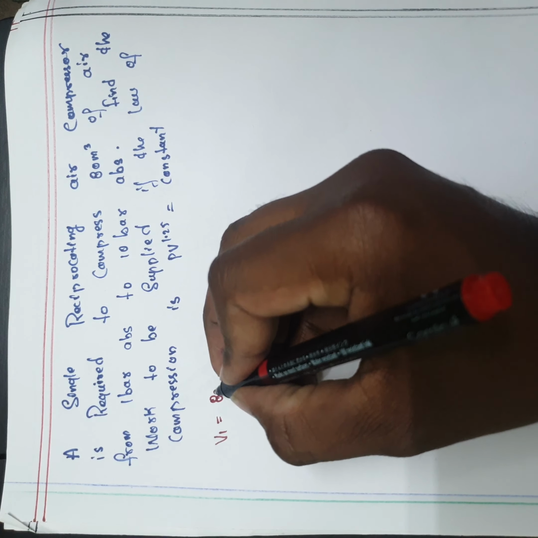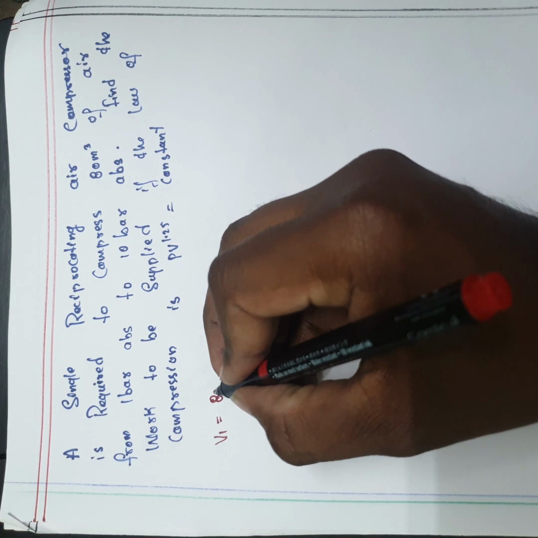So, first one, volume is given. How to identify the given one is the volume? By seeing the unit. Meter cube. P1 is given and P2 is given. Find the work done. He is asking to find out the work done. Work done is designated with the letter W.